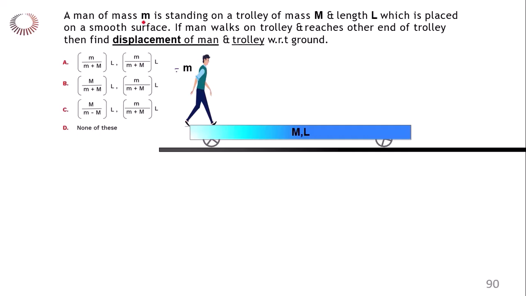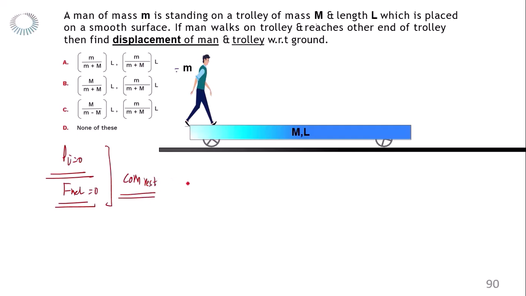Now, the man is standing on a trolley of mass M and length L, which is placed on a smooth surface. If the man walks on the trolley and reaches the other end, then find the displacement of the man on the trolley. So initially the momentum is 0. For this system, initial momentum is 0 and also the net force is 0. That means you can say the center of mass is at rest.